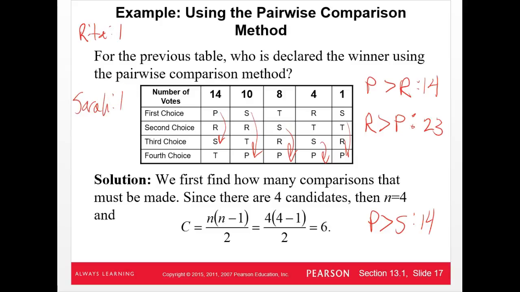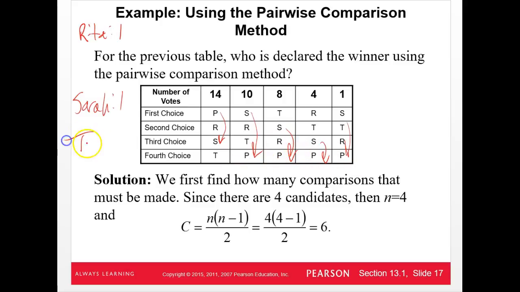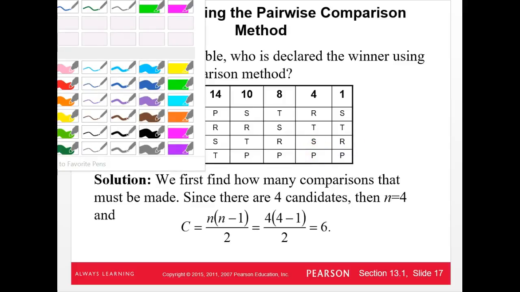And then we would do it again with Paul versus Tim. Again, Paul beats Tim the first one. Everybody beats Paul in the last one, all the rest of them, because Paul's last. So Tim would get a point. All right, so that's Paul versus everybody.